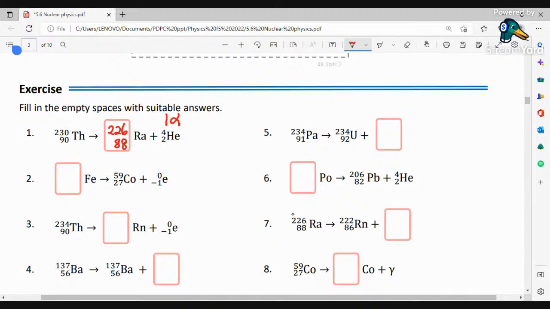Okay, untuk number 2, ini ferrum. So produce new element cobalt 59 and then 1 beta. Okay, 1 beta release out. So proton number 27 minus 1. Maksudnya sini 26. 59 plus 0, 59. Okay.